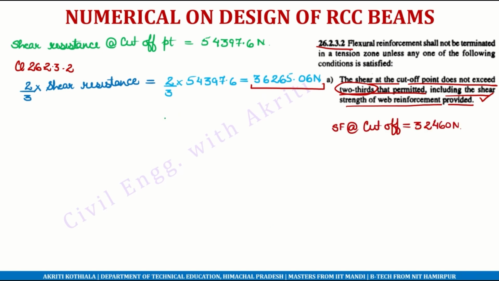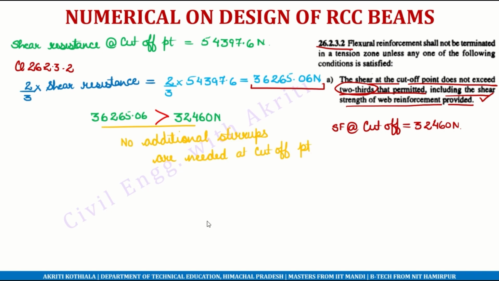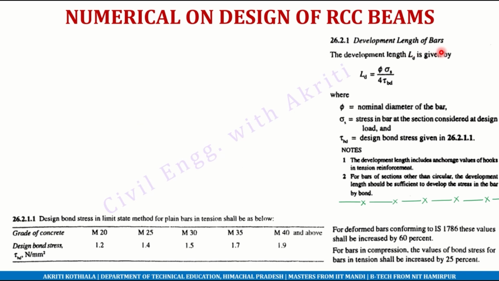The shear force at that point is 32460 Newton. So this value which we have provided as resistance is greater than the shear force acting at the cutoff point. Hence this is okay. If in case this value was lesser than the shear force, we would have to provide additional stirrups. But here there is no such problem and the value is greater, so no additional stirrups are required at the cutoff point. Now we look at the development length of the bars.